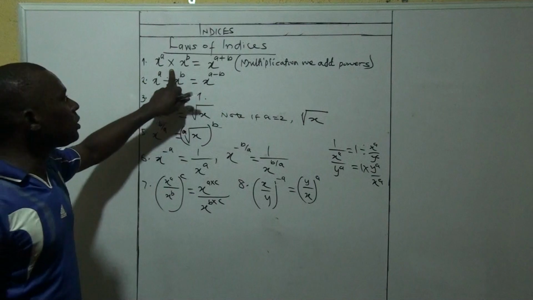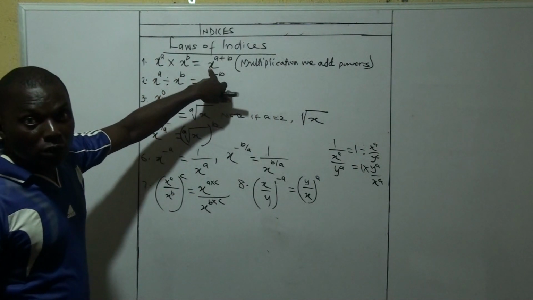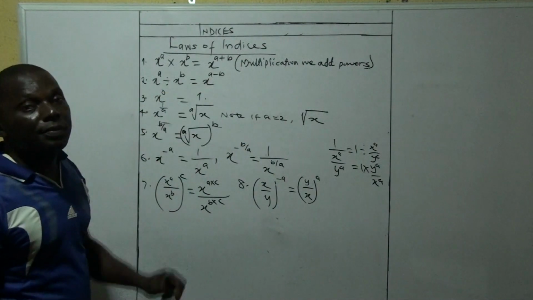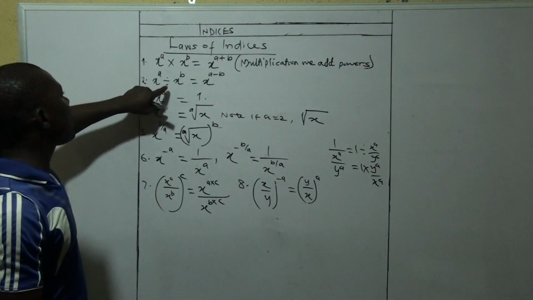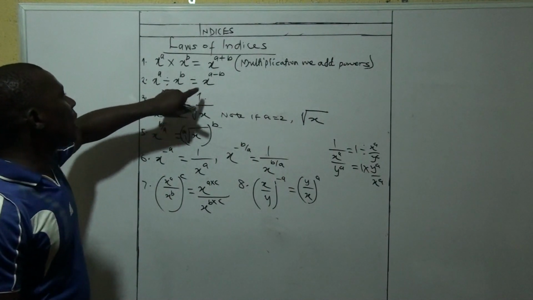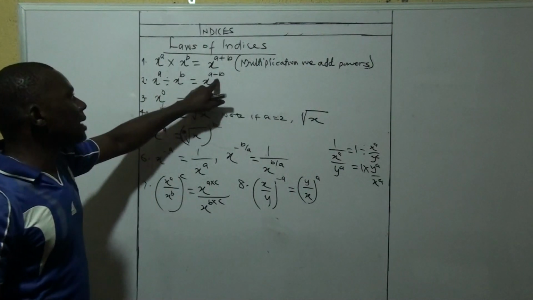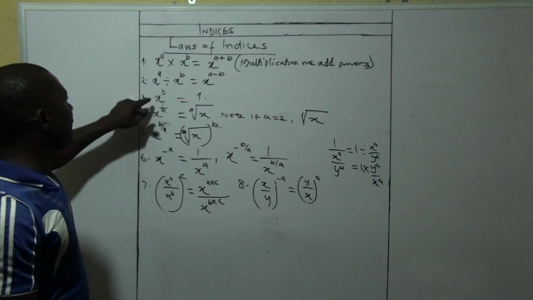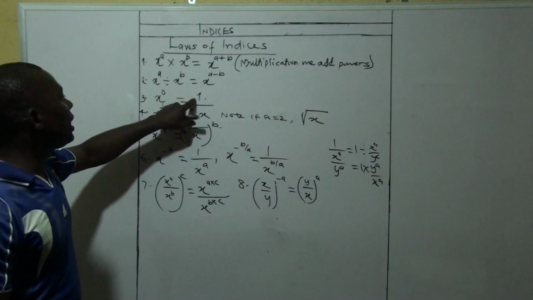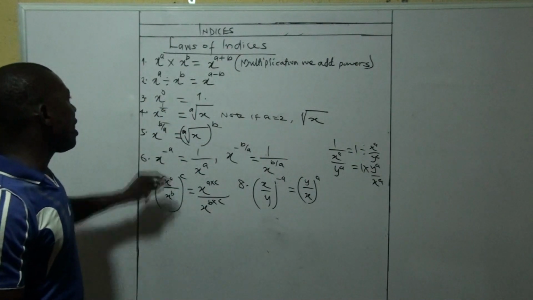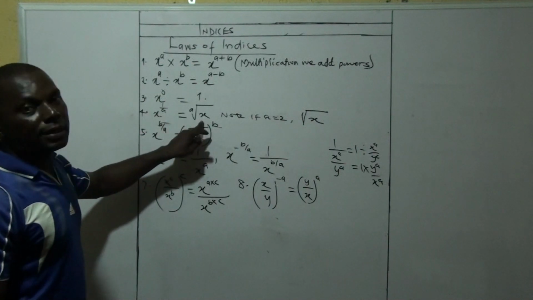If it is multiplication, if the bases are the same, you take the base as 1 and you add the powers or the indices. Then if the sign is division and the bases are the same, take the base as 1 and subtract the powers. Any number raised to power 0 is equal to 1. You have x raised to power 1 over a, it means the ath root of x.